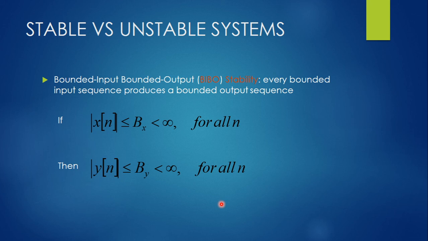Next categorization is the stable versus unstable system. It is defined by BIBO stability. BIBO stability is bounded input, bounded output. If the input is bounded, then the output has to be bounded.